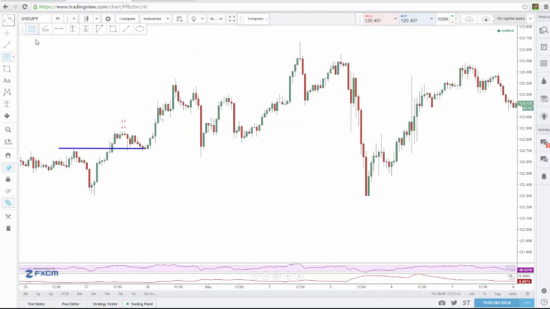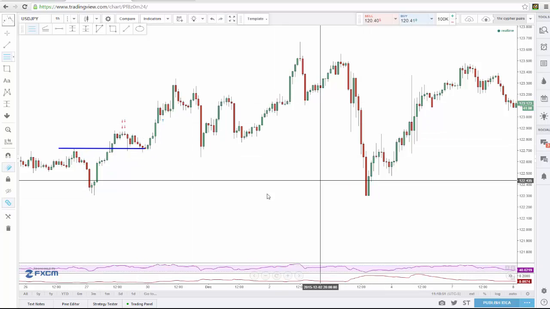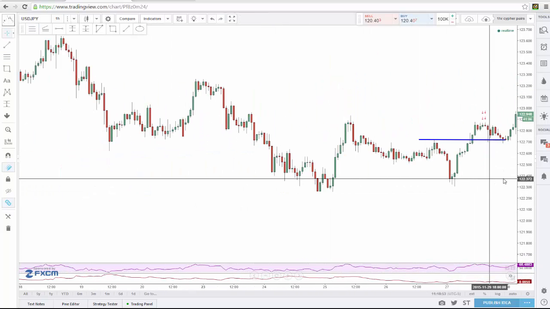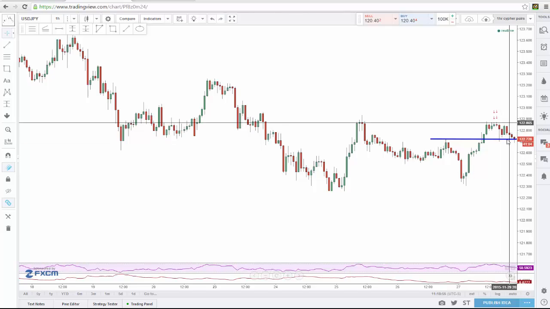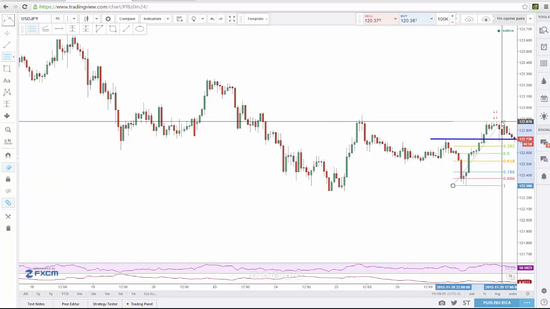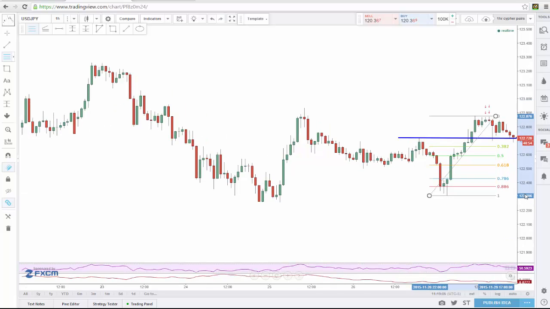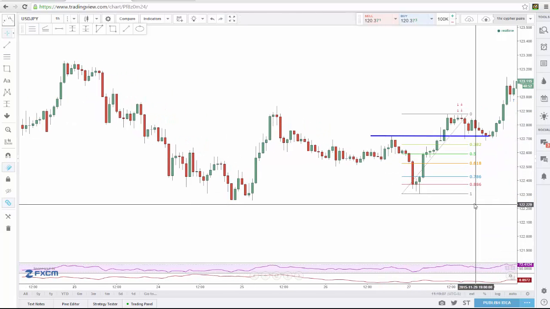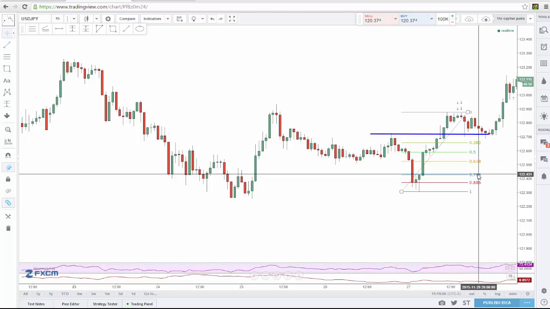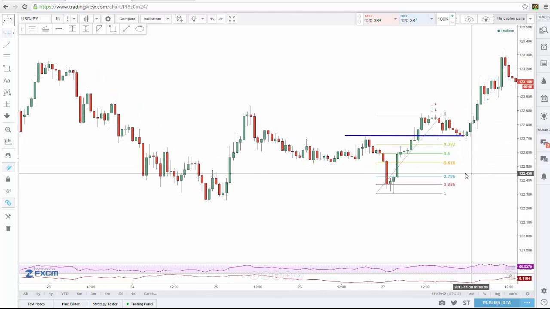Since we broke above and closed above that level, what I would do is, if this market had not already played out, if this was all to the left and I had no right side on my chart, take a Fibonacci retracement from swing low to swing high and wait for the 786 retracement right here. And as we can see, the market rallied before ever getting close to the 786, which is fine. That will happen a lot.